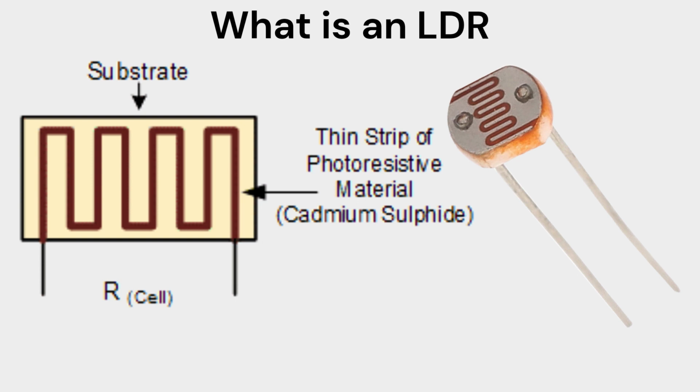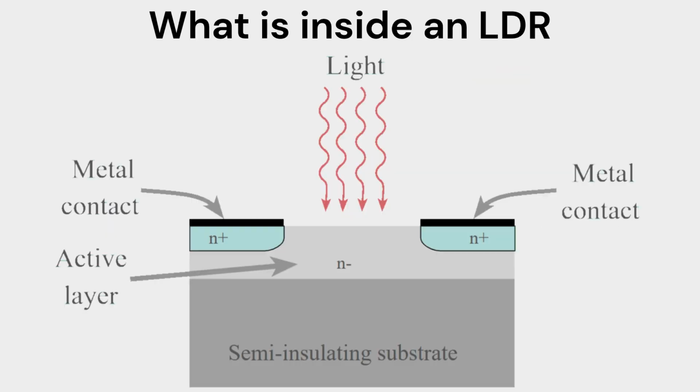An LDR, or light-dependent resistor, is an electronic component that changes its resistance based on the amount of light it's exposed to. It's also commonly known as a photoresistor or photocell. Inside an LDR, there is a thin layer of semiconductor material, which is typically sandwiched between two metal electrodes. When light strikes the semiconductor, photons are absorbed, and electrons are excited.